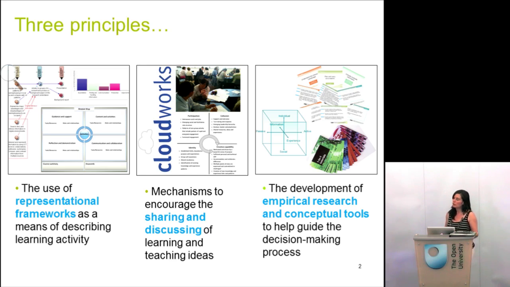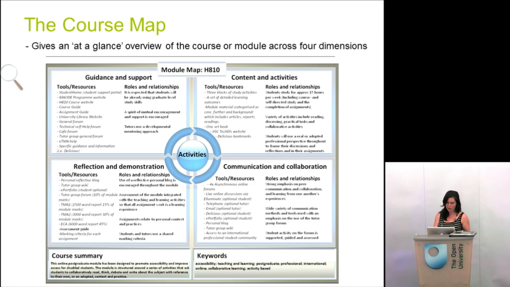And I brought today an example of those, which is in a box, looks like this on your tables. And I'll tell you what those are in a sec. So the course map reveals the curriculum from a student perspective or a participant perspective, focusing on 4 aspects of the curriculum, and those are the guidance and support, content and activities, communication and collaboration, and reflection and demonstration.